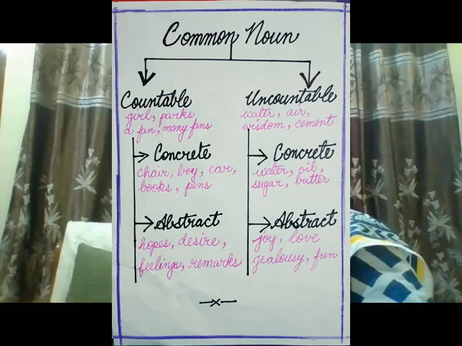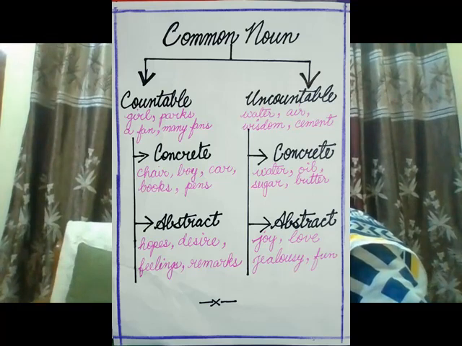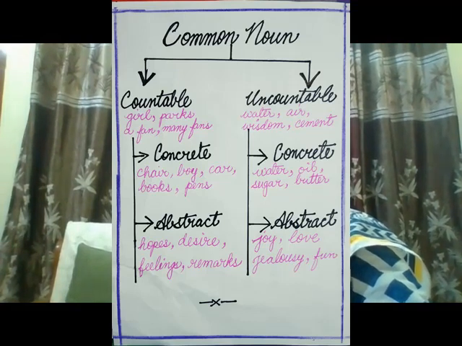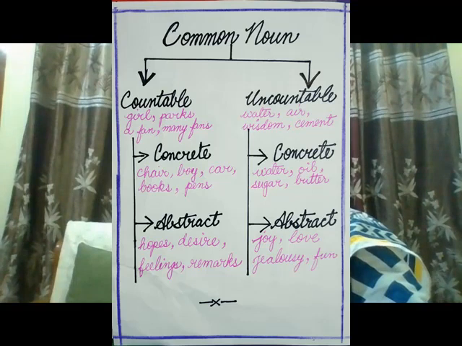Then, after this we will see oil, sugar, butter. Oil is also an uncountable noun. It is concrete because we can use oil, we can see and we can touch it. Then sugar and butter also, we use sugar and butter, we consume it, we can see it and we can touch it. Therefore, it is a concrete noun, but it is uncountable because we are unable to count it.